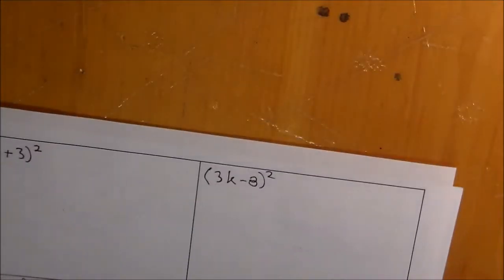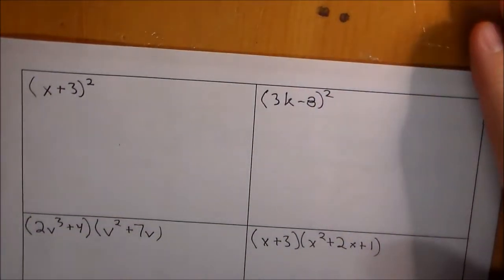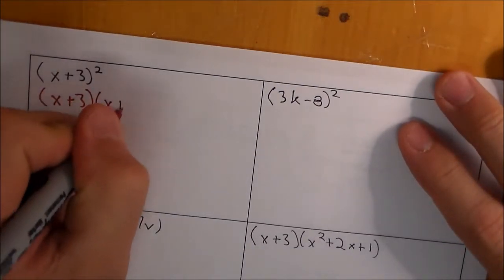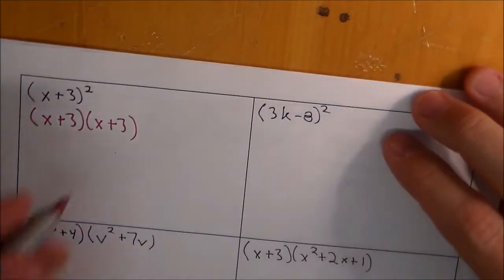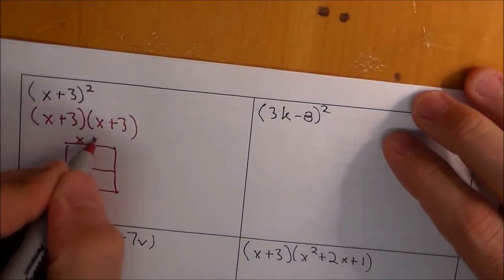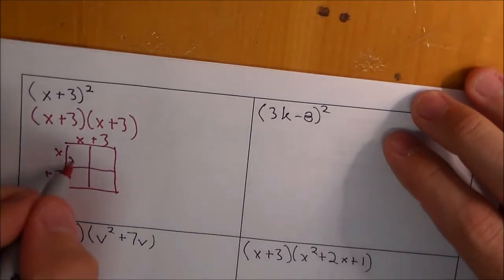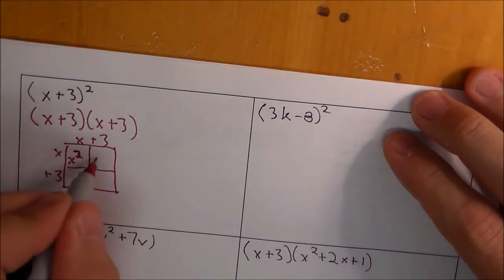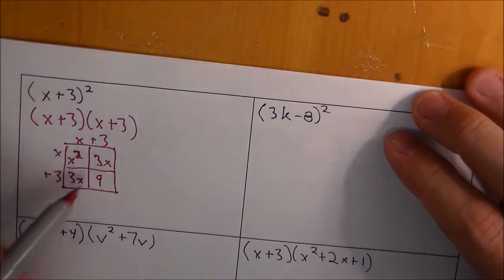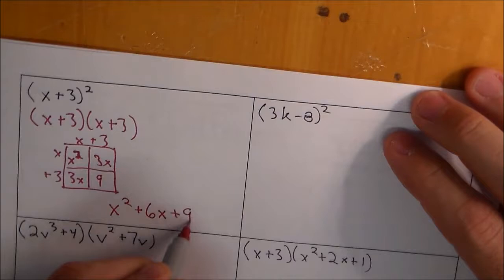So let's look at some other ones that we have. x plus 3 squared. We're not going to automatically put the squared on both terms. We're going to split this to x plus 3 and x plus 3. So we have x times x, x squared. Then we go 3x, 3x, and 9. Like terms with the 3 x's, so our answer is going to be x squared plus 6x plus 9.